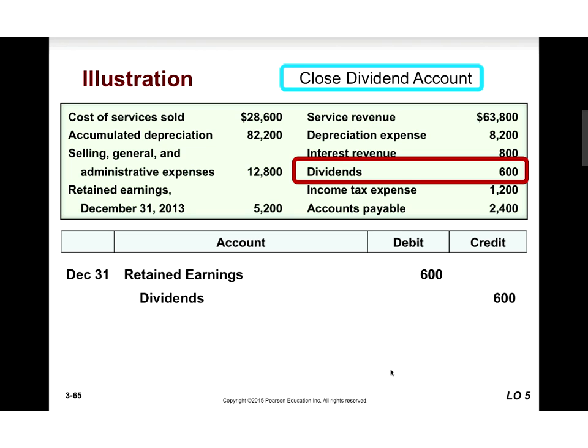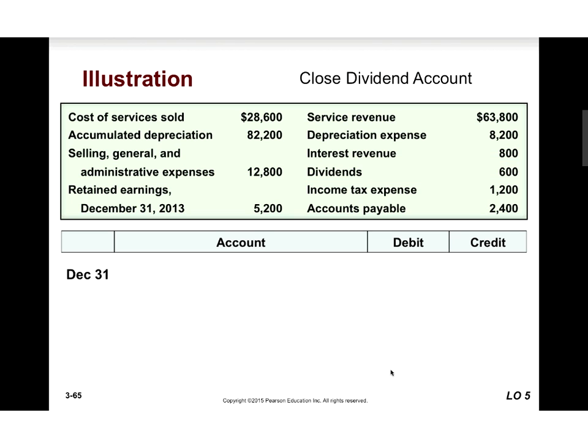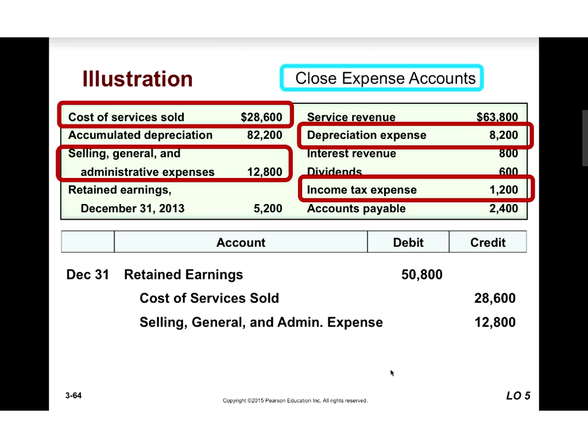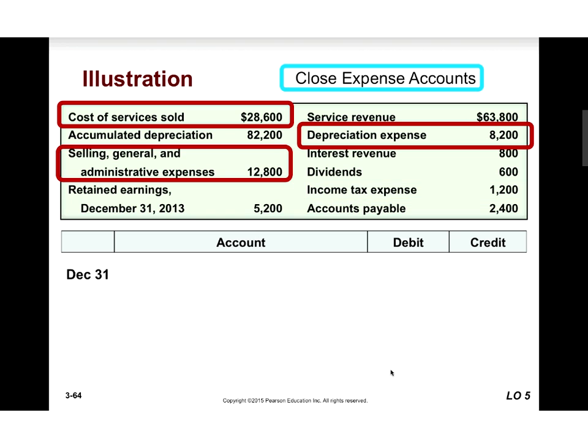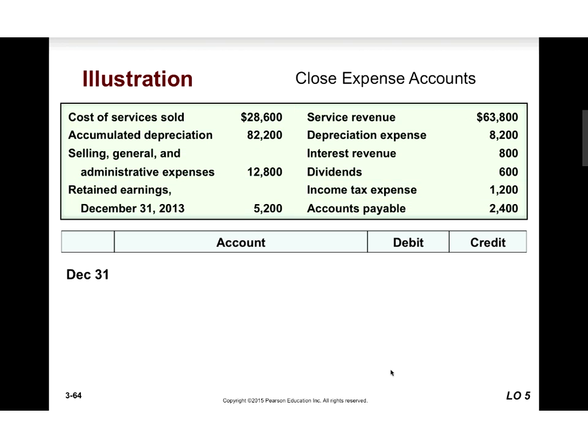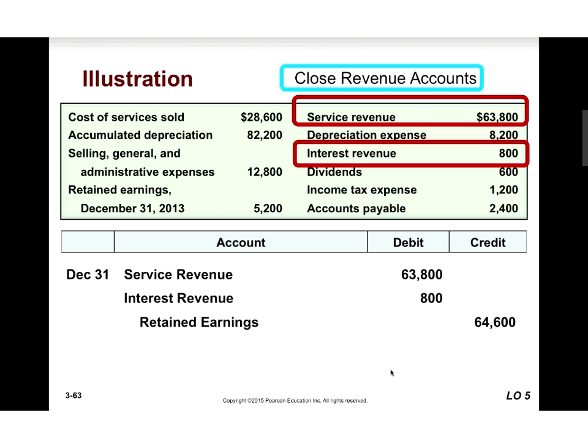Okay, now what we've done, we can answer a few questions from what we've done so far. First of all, what's net income for this company? Well, the net income for the year is going to be our total revenue minus our total expenses. So if we went back in time to these other entries, let me go back to my closing entry for revenues. Okay, my service revenue and interest revenue combined were $64,600. So that was my total revenue.